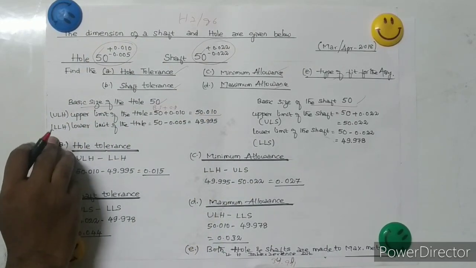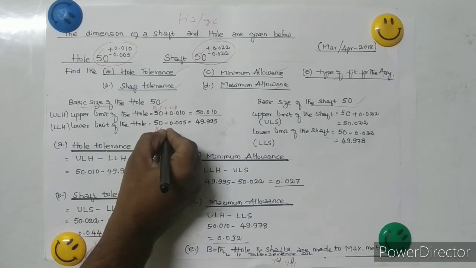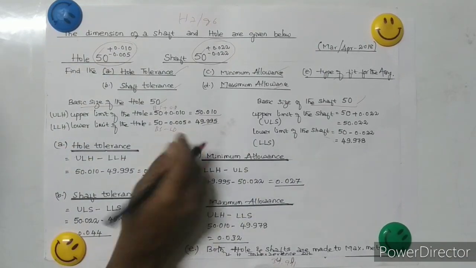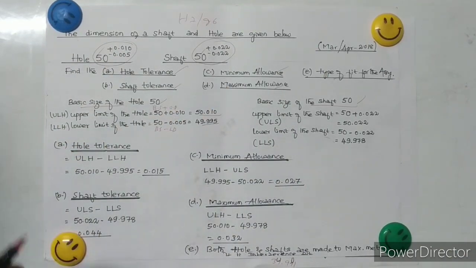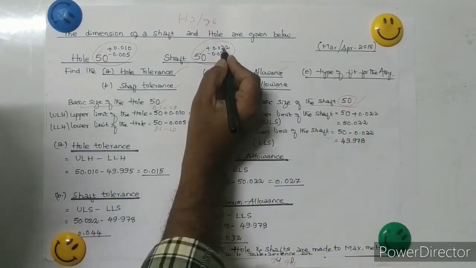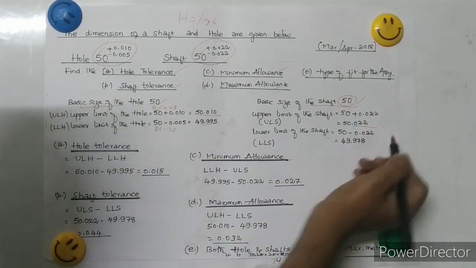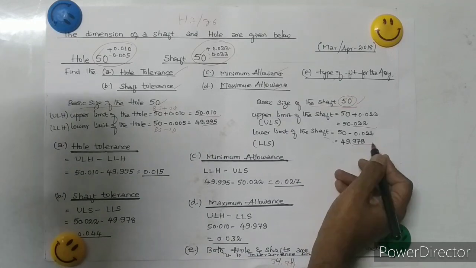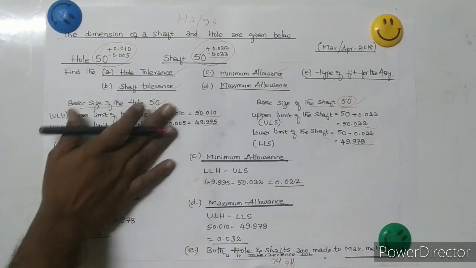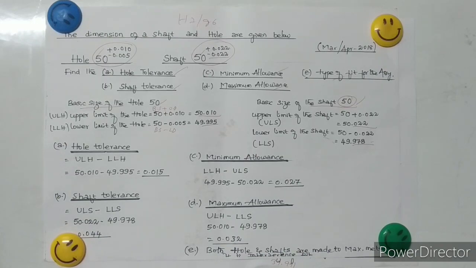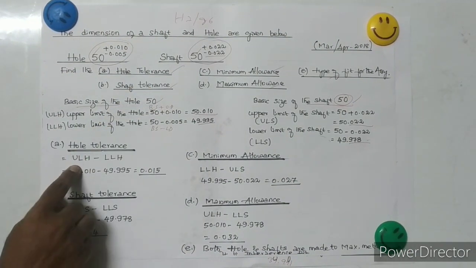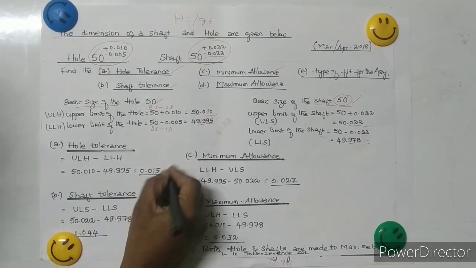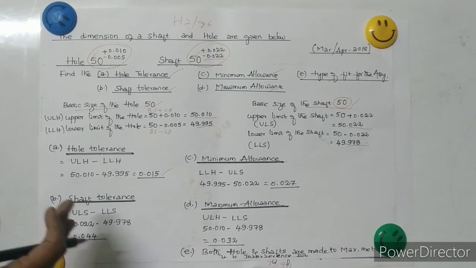Then the lower limit of the hole is what? The basic size plus or minus lower deviation, that is minus. So you will get the lower limit of the hole. Then here the basic size of the shaft is 50. The upper deviation is 0.022. Then the upper limit is 50.022. The lower limit is minus 0.022, that is 49.978. Now we have obtained the basics. Now we calculate one by one. As I told, the hole tolerance, the upper limit and lower limit of the hole, we get 0.0515 mm. Then the upper limit of the shaft and lower limit of the shaft.